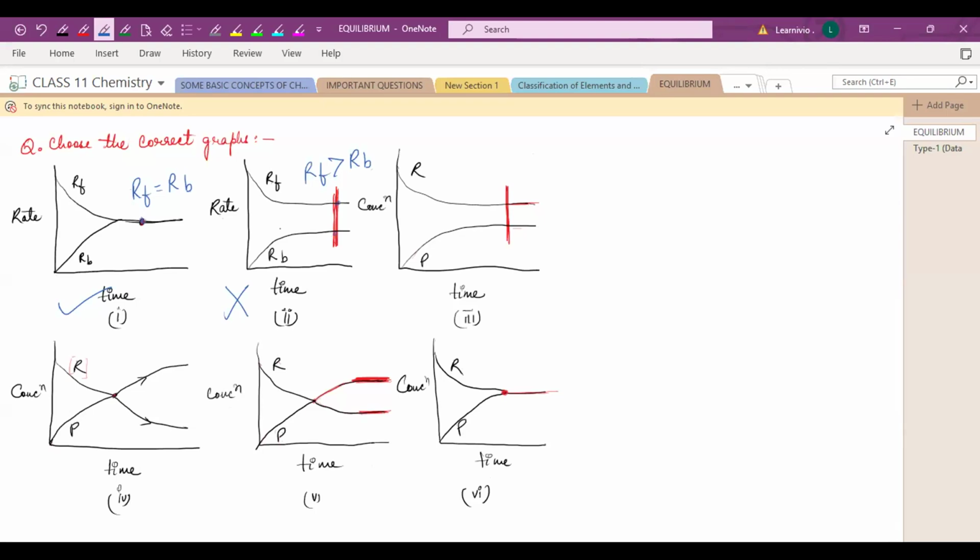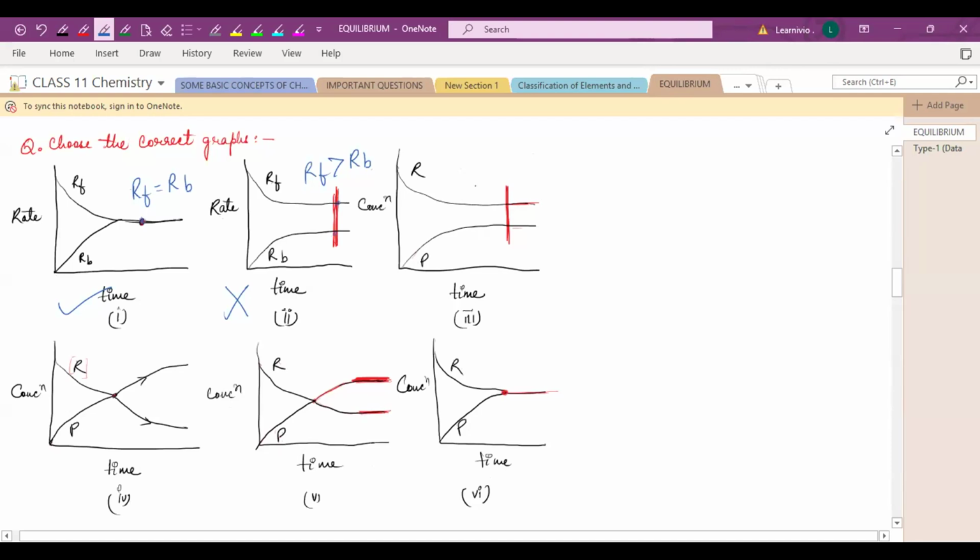Now, third graph. So this is the concentration versus time graph. For the concentration versus time graph, we have to check whether the concentration of reactant and product is constant or not. So this is the product. Okay, this is the graph. Concentration increases, after some time it becomes uniform. Now this concentration decreases, after some time it becomes uniform.